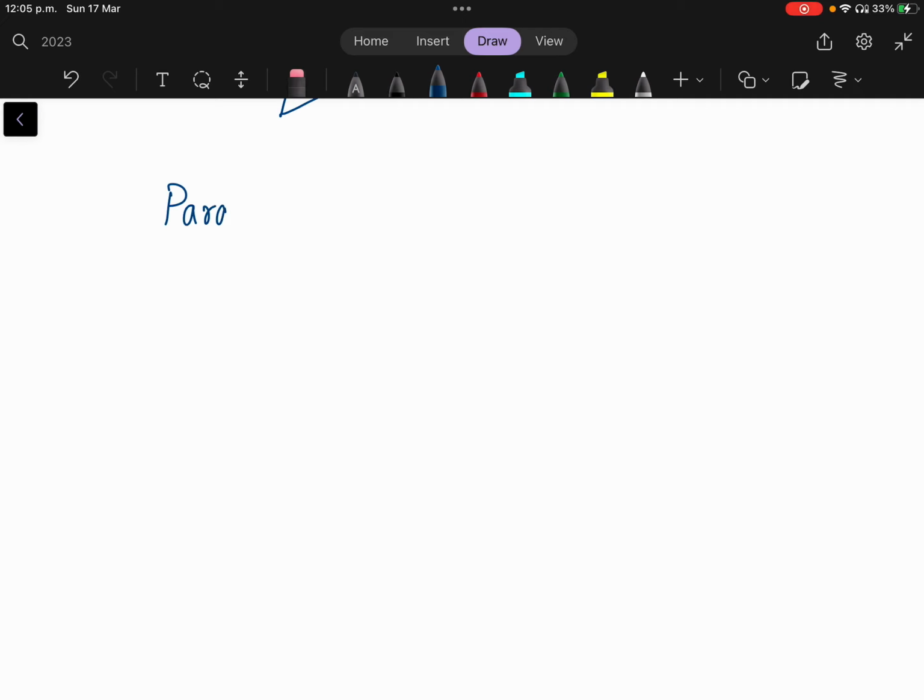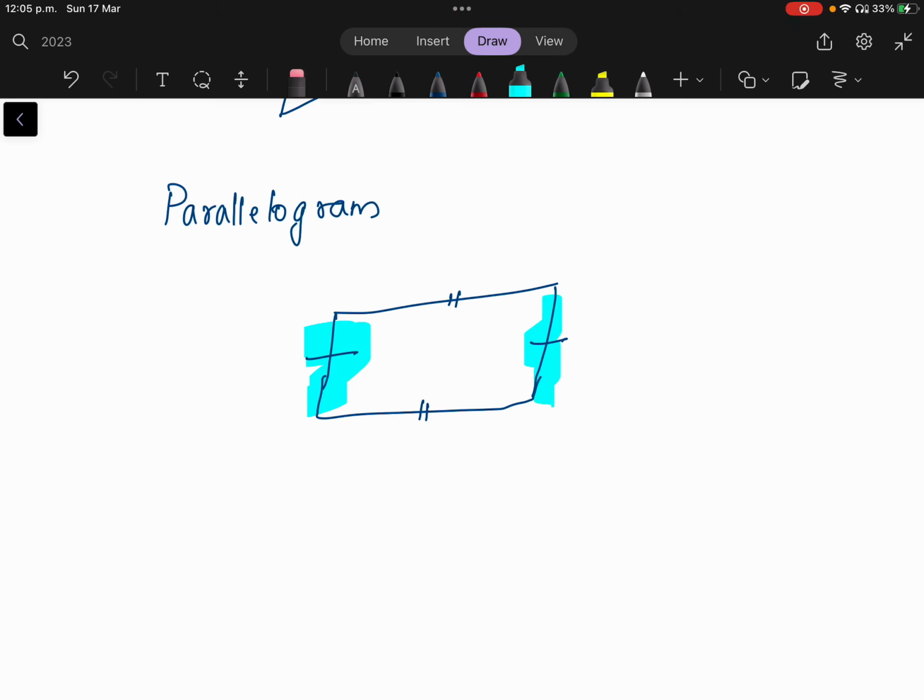The first one is the parallelogram. A parallelogram is something like this, okay? So what's the concept? Sorry, I should put it differently. So this and this, which means that these two sides are parallel, and the other two sides are parallel. So what is a parallelogram? It's a quadrilateral which has opposite sides that are parallel.